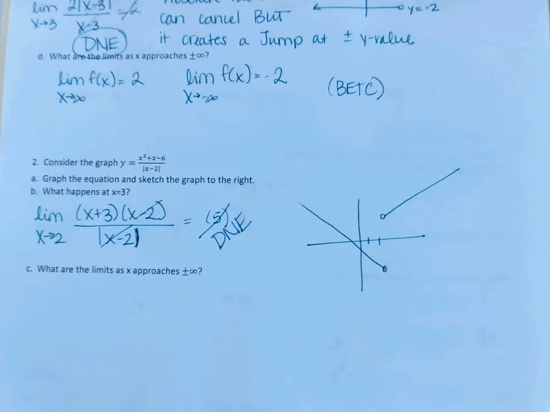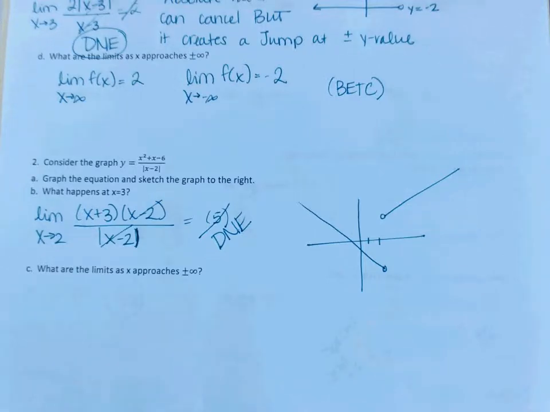Yes? You can answer number 2B, right? X approaches 3. You're talking about here? Yeah. So your limit as x approaches that should be DNE, because your left and right limits are not the same. So if you'd like to edit that, it should be the same breakpoint right here.